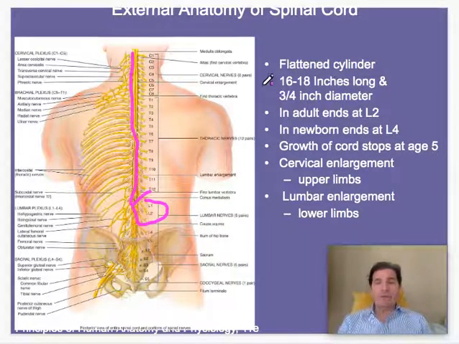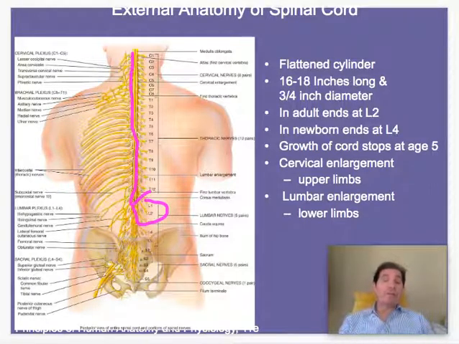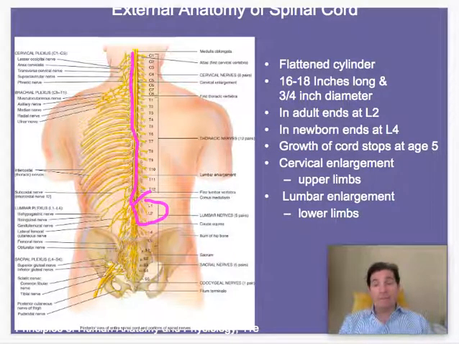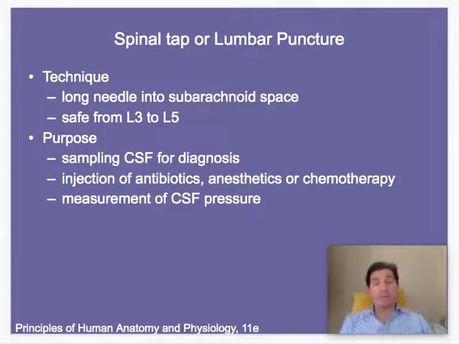Now, one of the things that you'll notice, the actual spinal cord is only about 18 inches long, and it's about 3/4 of an inch in diameter. But it stops growing at the age of 5. That means prior to the age of 5, you still have the ability for it to grow and increase in length. So it's something to be aware of if you're thinking about development.